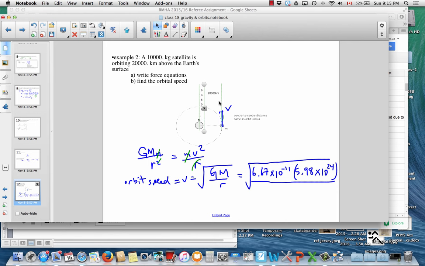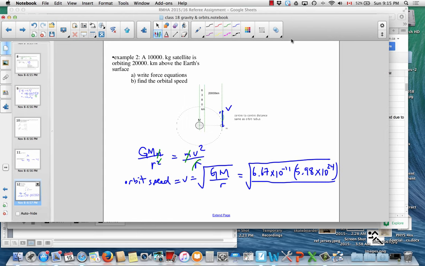So we actually need to take this 20,000, which is measured above the surface of the Earth, from here to here, and then we need to add the 6,380 kilometers of planet radius. That's the radius of the circle. So that value then is 20,000 plus 6,380 kilometers. That's in kilometer units. And so that is 26,380 kilometers, or 2.638 times 10 to the power 7 meters.